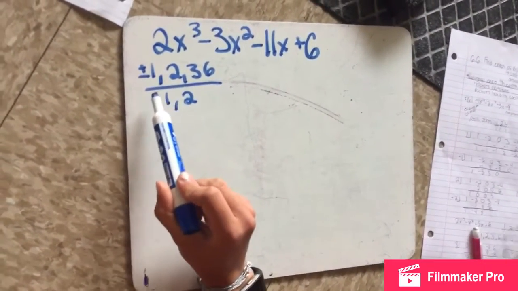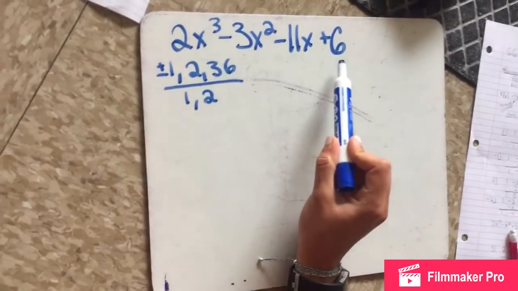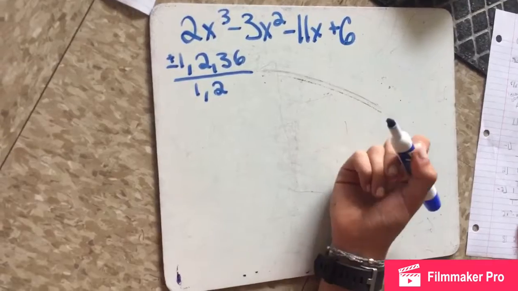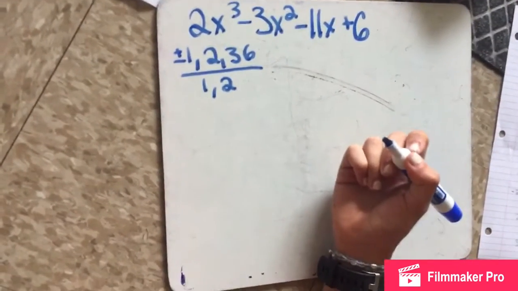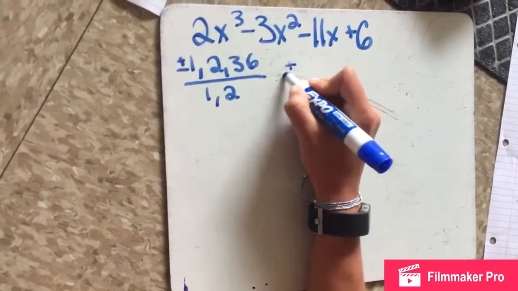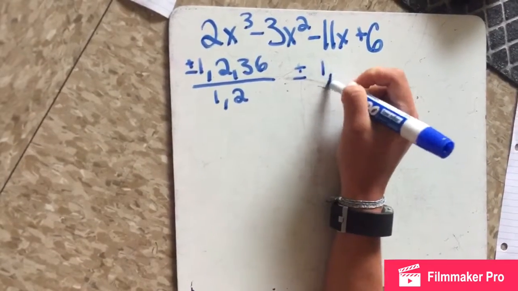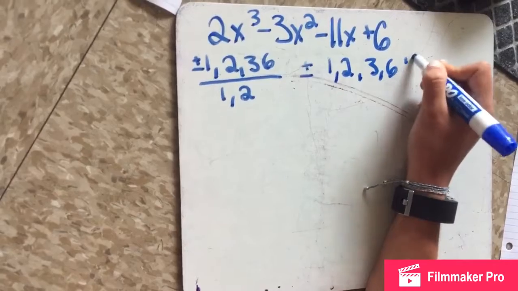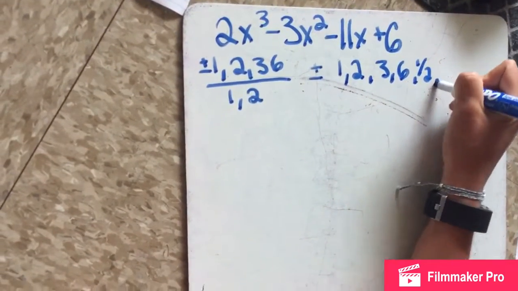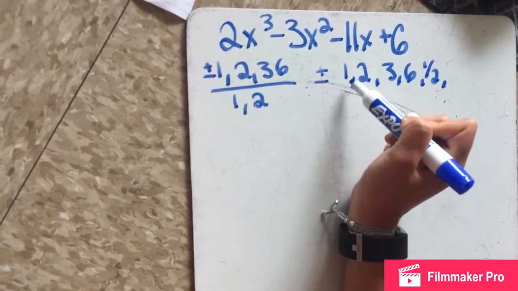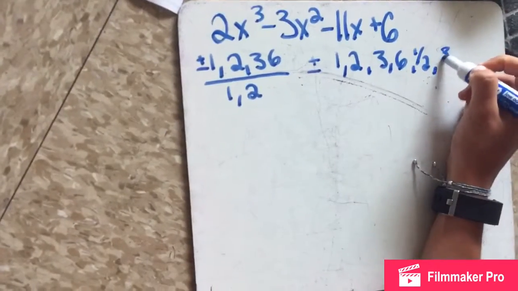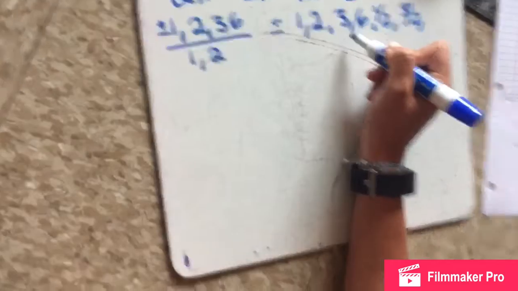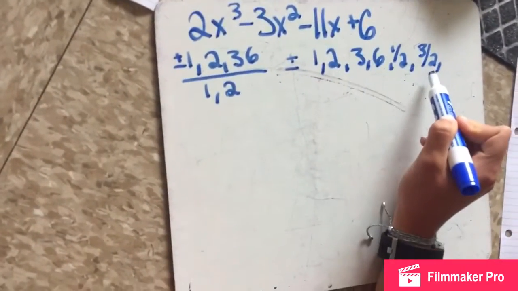So here I have listed all the factors of our constant of 6 and all the factors of our leading coefficient, which is 2. So now I have to list all our possible zeros. So we have plus or minus, these are all plus or minus, 1, 2, 3, 6, 1/2. There's 2/2, but we already have that listed as 1. We're going to have 3/2. And 6/2, which is 3, and we already have that listed. So here's our list of our possible zeros.